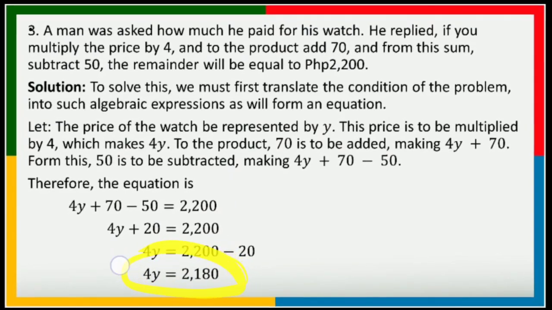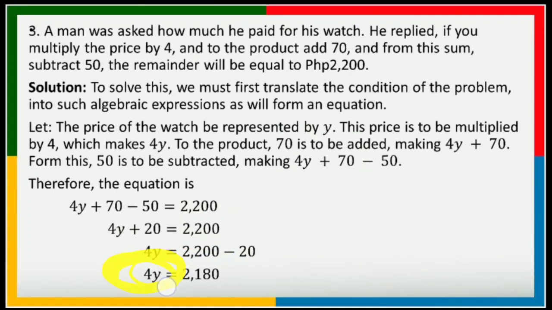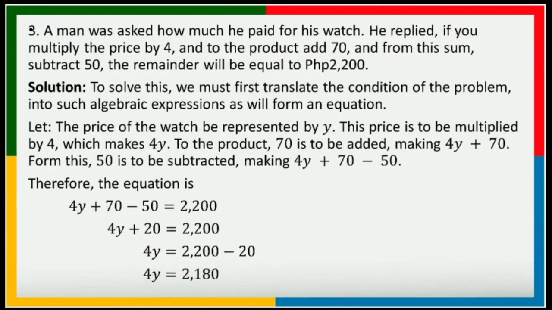Now, how are we going to solve for the price of the watch, or for the variable y? The same process as we did earlier: we have to isolate the variable. To make it possible, we have to divide both sides by the coefficient of the variable.